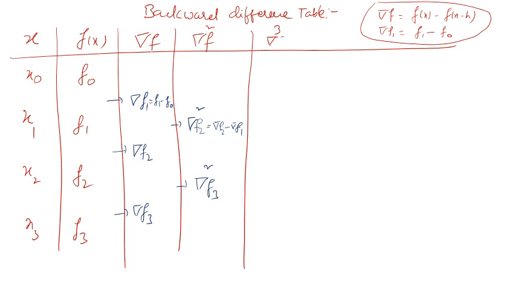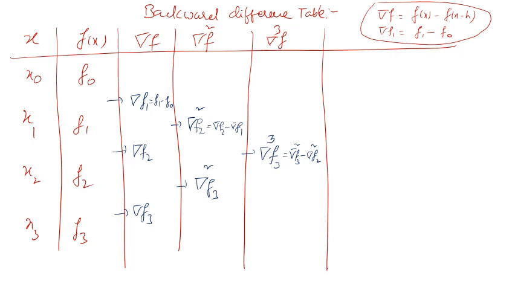Now coming to third order difference. This is the difference between, del cube f3 is nothing but, what is the last one? Del square f3 minus del square f2. Okay, this is third one.